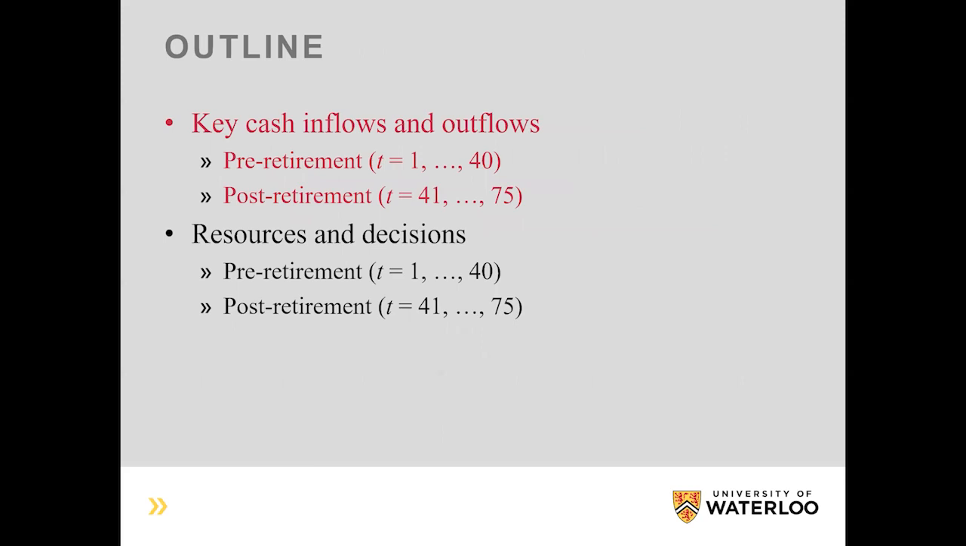The life cycle model is quite sophisticated. It involves lots of components. These components can be roughly divided into two categories. The first category are components that are related to cash inflows and outflows. And the second category are components that are related to resources and decisions. In the rest of this podcast, I will focus on the key cash flows involved in the model. Resources and decisions will be discussed in the next podcast.